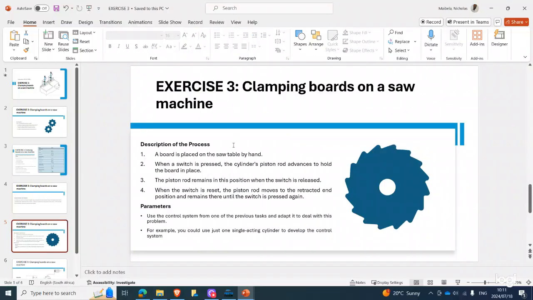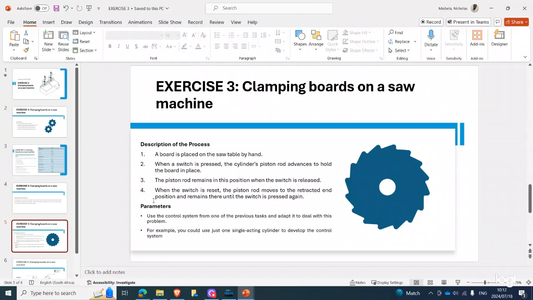So now they are saying a board is placed on the saw table by hand, right? And then when the switch is pressed, the cylinder piston advances to hold the board in place, and then the cylinder remains in this position when the switch is released. So now if you look at these two statements, they're telling us that they press the push button, and then even after they release, they don't hold it down or anything. They just press it once and then they release it. The cylinder will remain advanced, right?